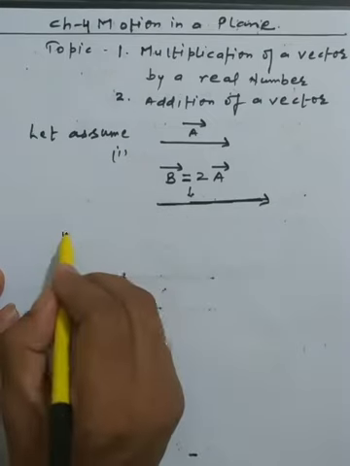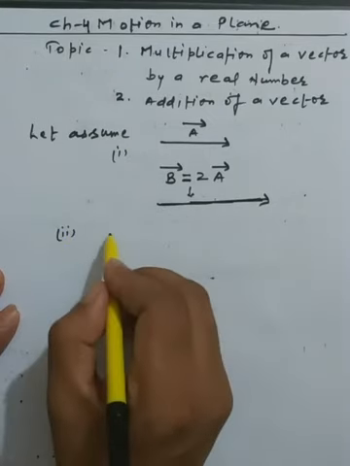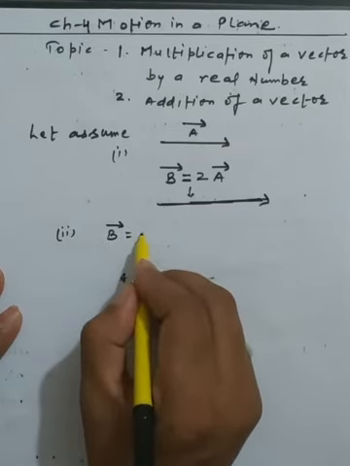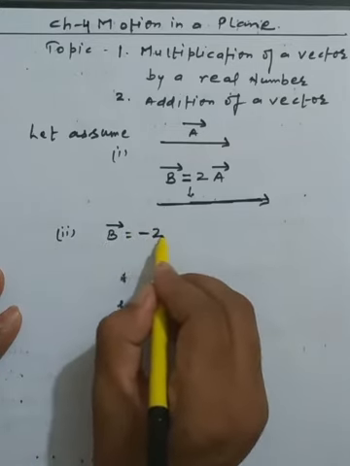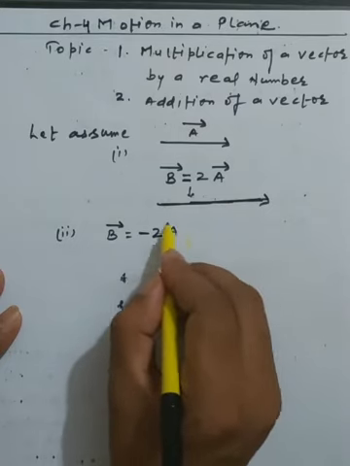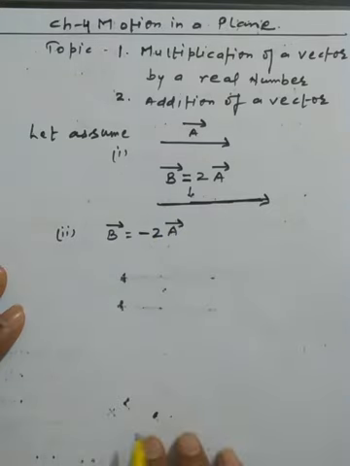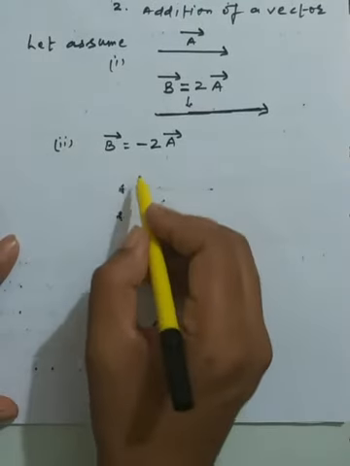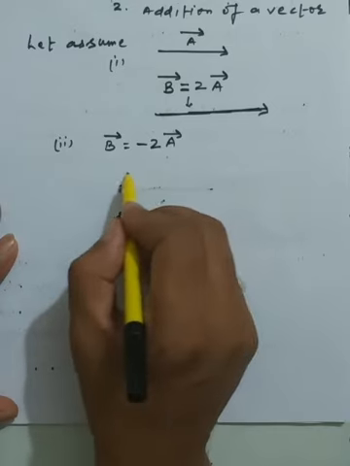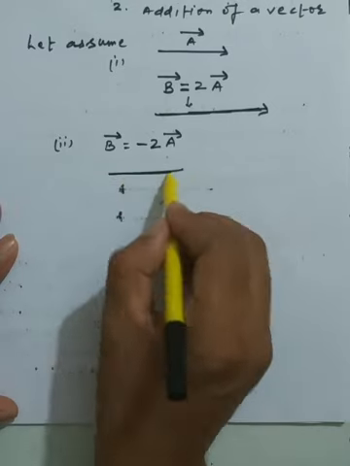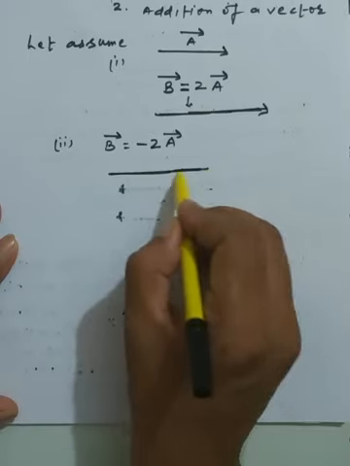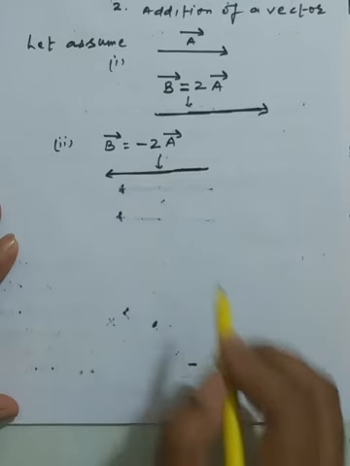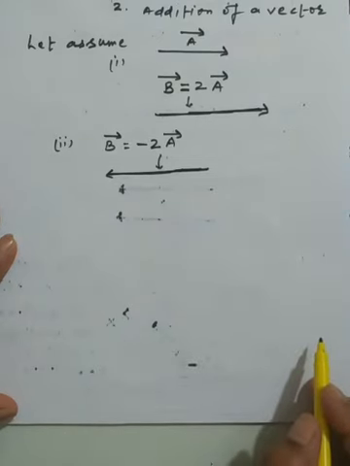Now the second part: suppose we have to find the vector B, which is multiplied by a negative real number, that is minus 2, with the vector A. This is another case. Now we have to draw the vector in the opposite direction of the vector A, having a magnitude of 2 times but in the opposite direction of the vector A. So this is the multiplication of a vector by a real number.